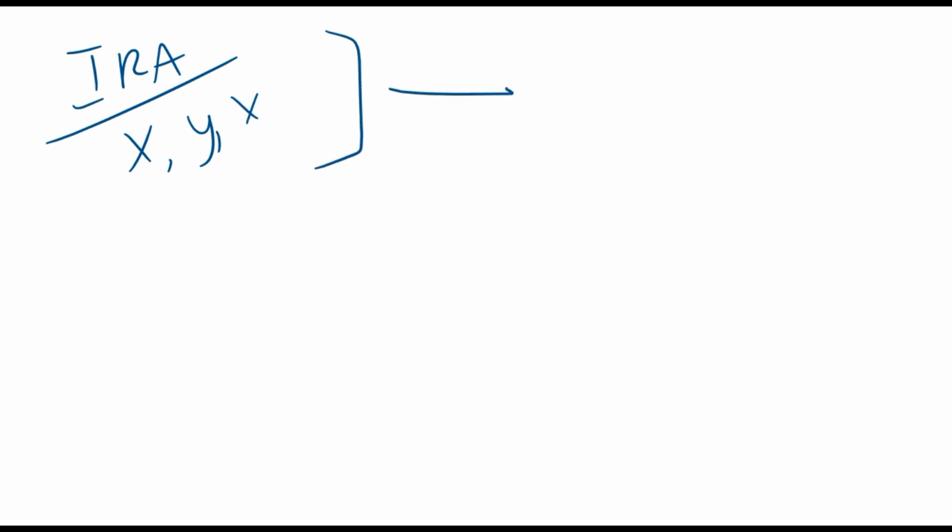So inside an IRA, regardless of what investments you have inside the IRA, XYZ, whatever it is, it's all going to come out and be taxed at your regular income tax rates, okay? There are no capital gains rates. There are no dividend rates. It all comes out as your regular income tax rates, okay?